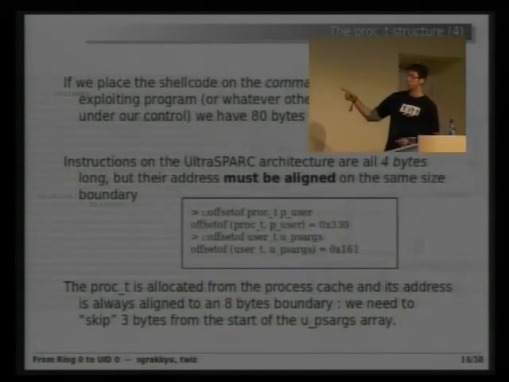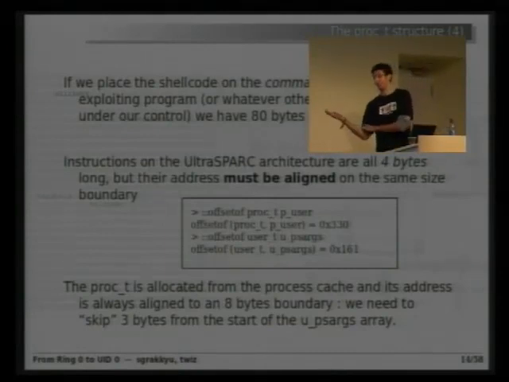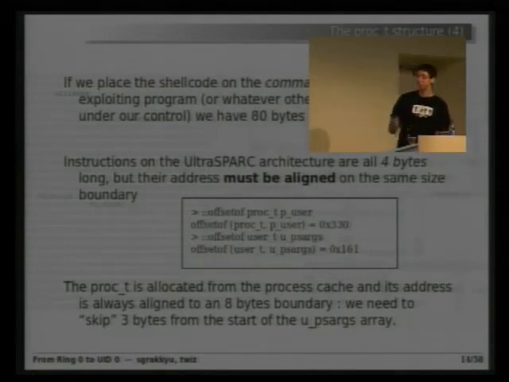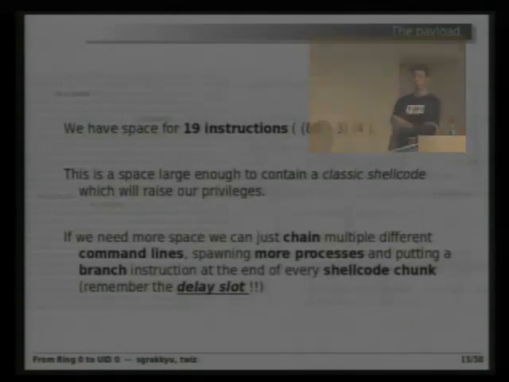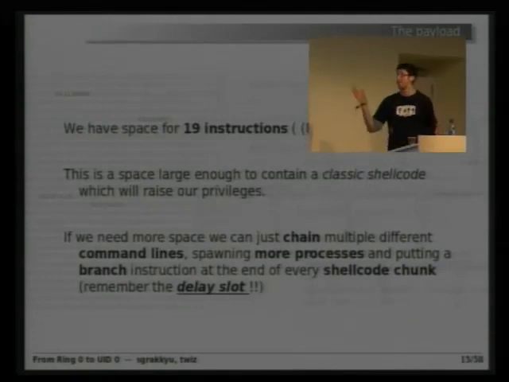So we need to check if this offset is actually on a 4-byte boundary. And it is not. But it's not really a big problem. We just skip 3 bytes and we are on an aligned address. So we have space for 19 instructions. Well, if you're used to x86 shellcoding, you might think that 19 instructions are very few. Actually, 19 instructions are more than enough for 90% of the shellcode you will be using inside the kernel on Solaris.